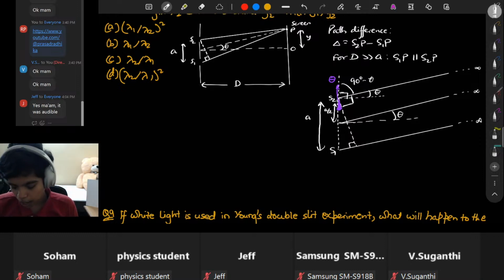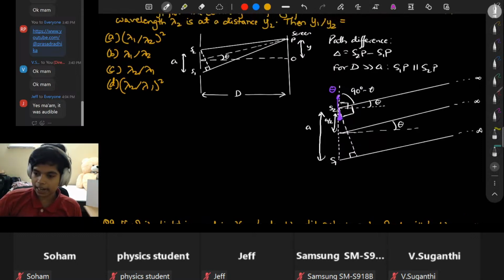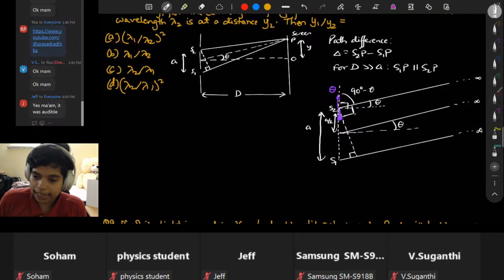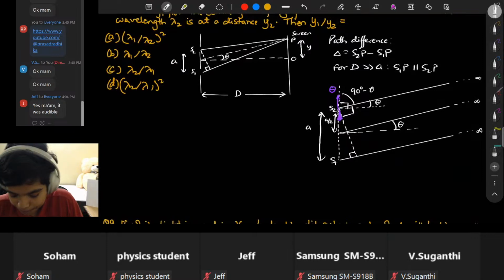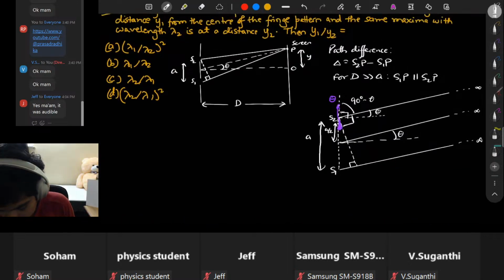When you look at this horizontal line S1 to S2 and extend it further, the sum total of angles on a straight line is 180 degrees. One of the angles is 90 minus theta and one angle is 90 degrees. So the remaining angle, which is the purple angle, has to be equal to theta, so that the sum total of angles on that straight line is 180 degrees. So that's how you get that angle also as theta. Thus, this is your delta, this is your path difference.